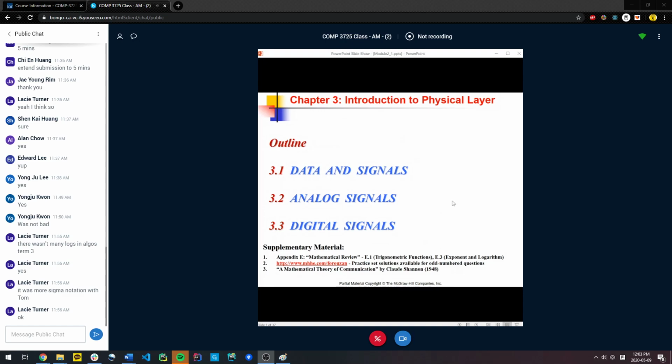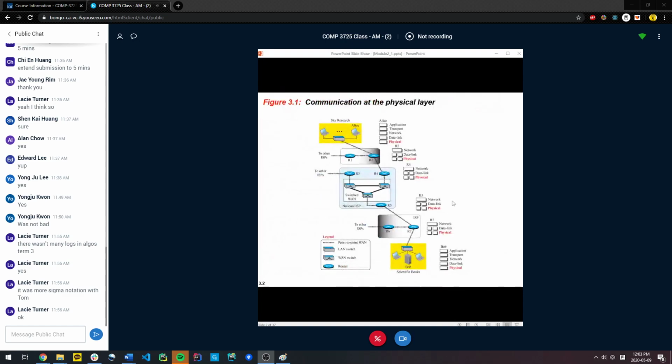Sounds good. So what is the physical layer? Okay, let's get started. We'll go for an hour on this and see how far we can get.